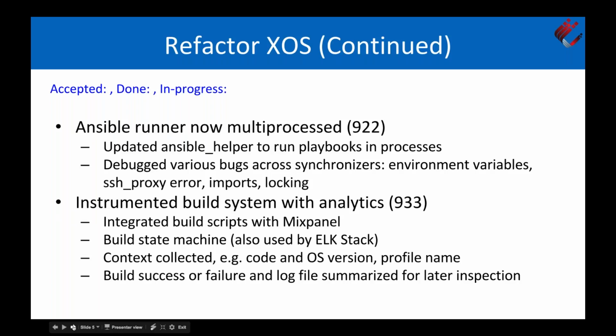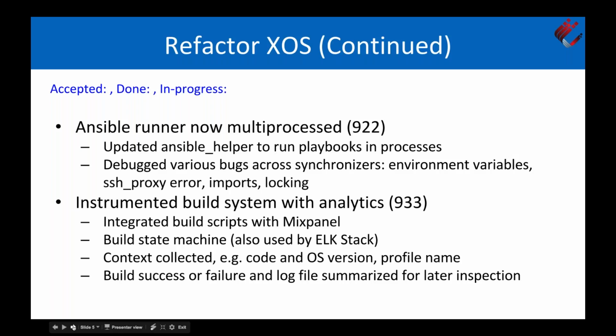Okay, Sapan? All right, so the Ansible runner, the new interface between the synchronizers and Ansible, is now multi-processed because we were encountering generic threading-related issues, and so we made it multi-process. That's working. We've modified Ansible Helper, which is the main interface between these two things, to run playbooks in processes.